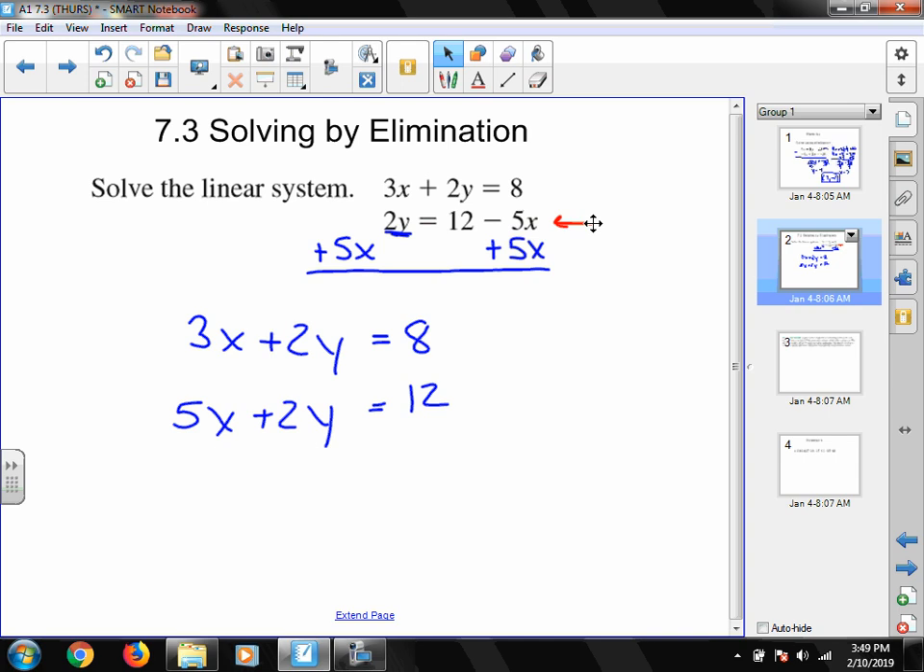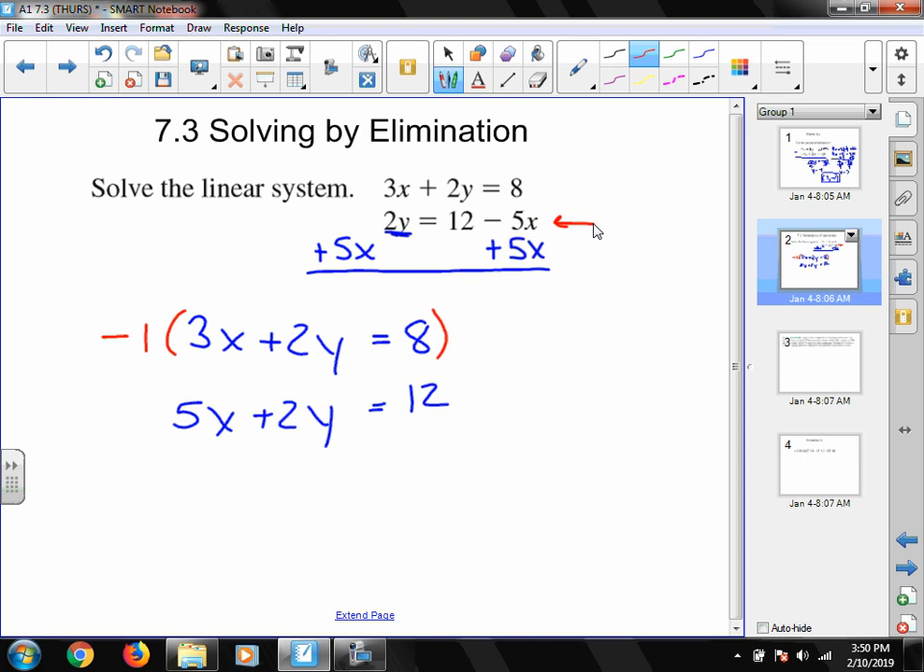I left the x's alone so I can focus on the y's now. The only problem is they're both plus 2y. I need one of them to be negative. Again, just like in the last video that I showed you guys, changing signs is not a big deal. All you got to do is multiply by a negative. And I'm going to multiply the top equation by -1. Okay, by doing this, it's going to change the sign on everything.